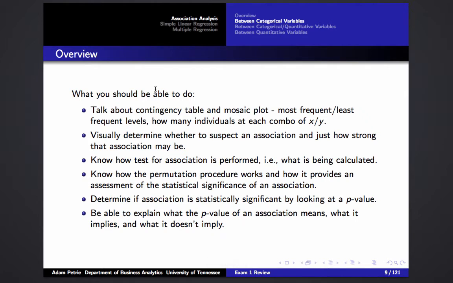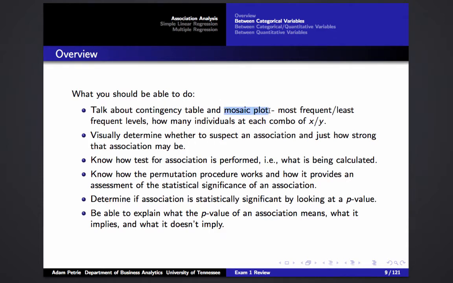Okay, so let's start out by reviewing how we go about analyzing associations when both of the variables involved are categorical variables. So what do you need to be able to do? What should we be able to talk about? Well, talk about what the contingency table tells us and also what the relevant visualization is, the mosaic plot. Be able to read off essentially the most frequent or least frequently appearing levels based on either of these two things. And also be able to tell me, how many individuals had this particular level of x, how many individuals had this particular level of y based on the contingency table.